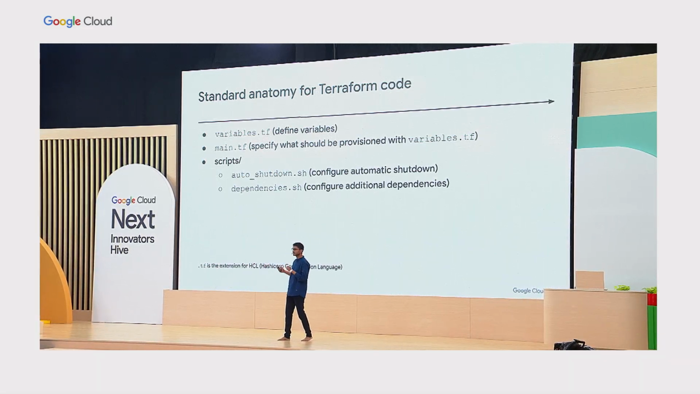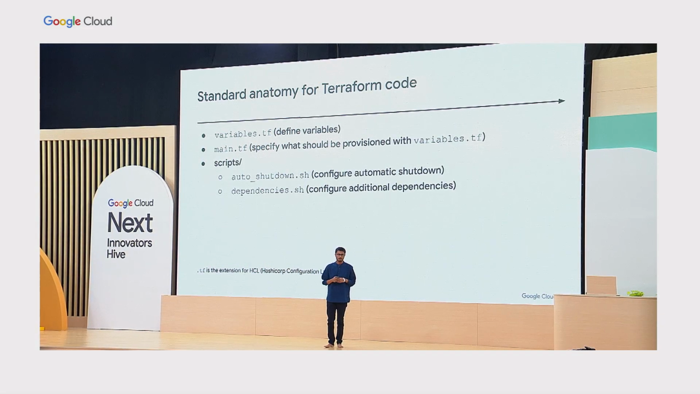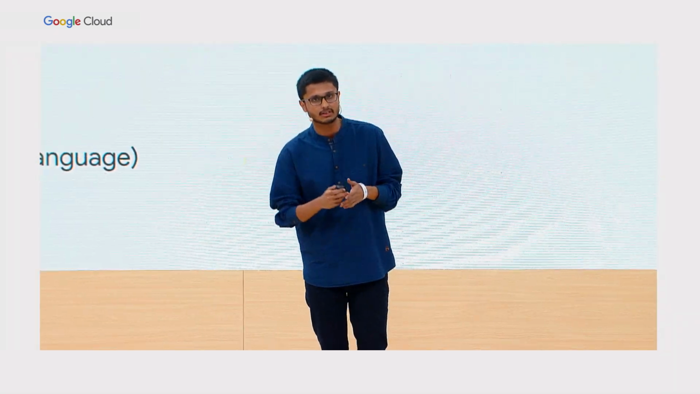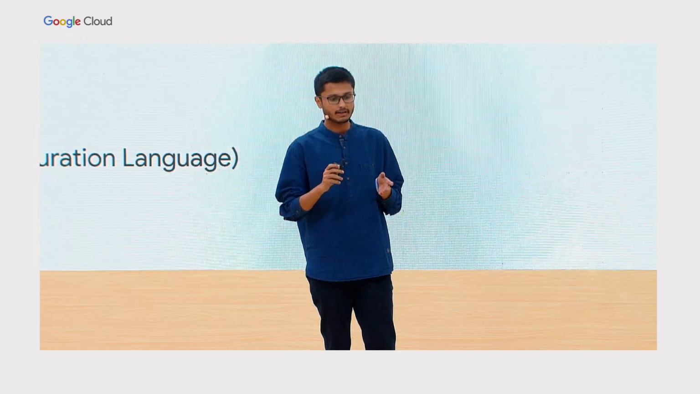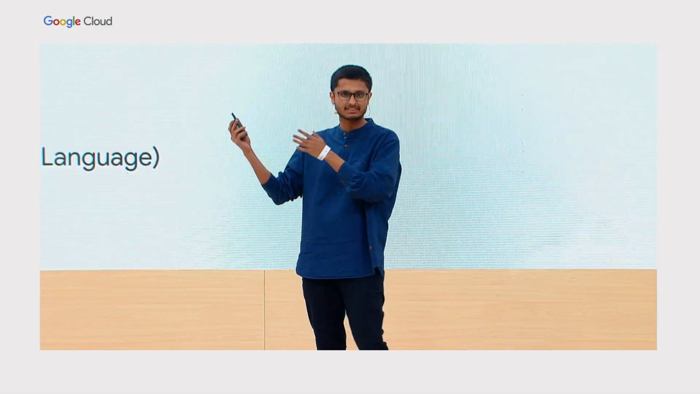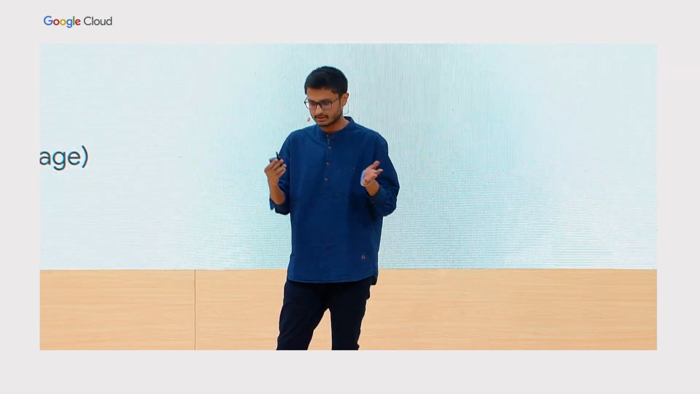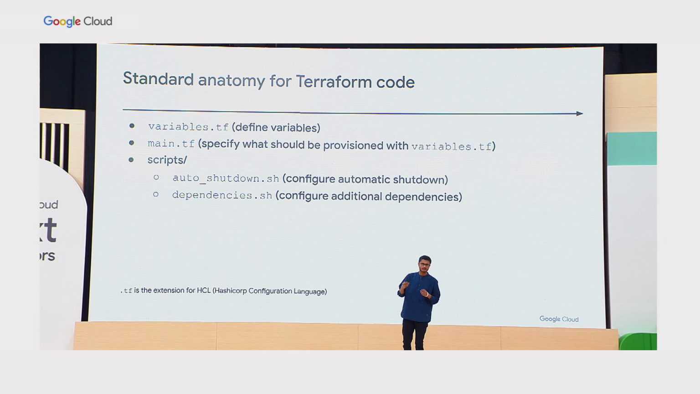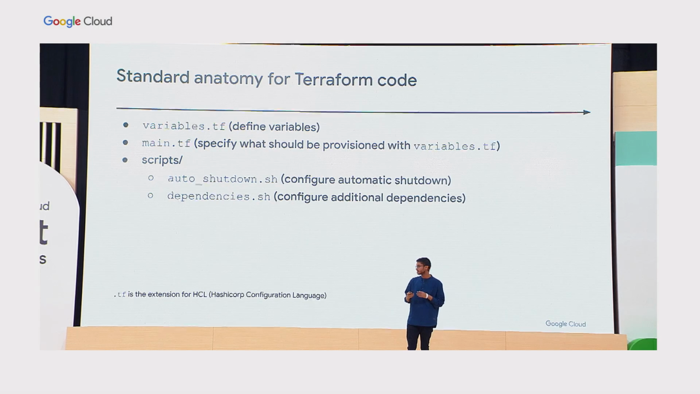Now, let's start with the basic structure of your Terraform code. You start by defining all your hardware-related variables in a script called variables.tf, and tf stands for the Terraform extension. And then you specify what resources are going to be provisioned in a script called main.tf. You can name the scripts in any way you want, but naming certain things in a certain way, I think, helps you achieve a sense of idiomaticness and also a structure. And optionally, if you have any metadata scripts or startup scripts, you can keep them under a directory called scripts, and then you can also use those scripts from the main.tf script.